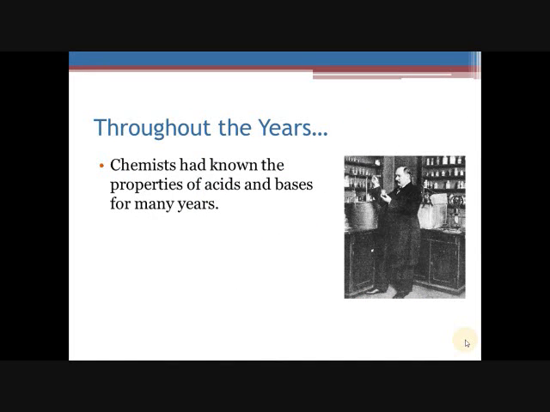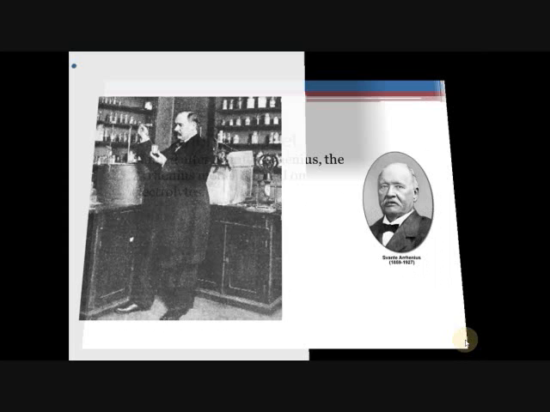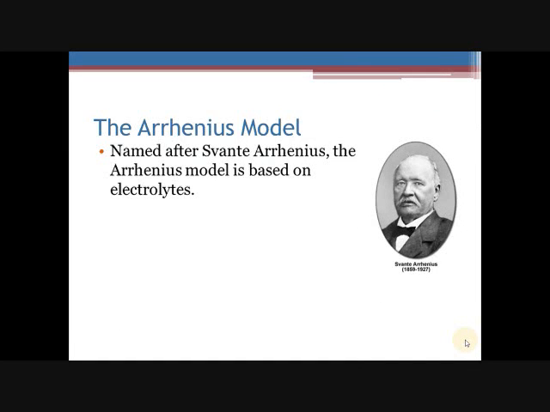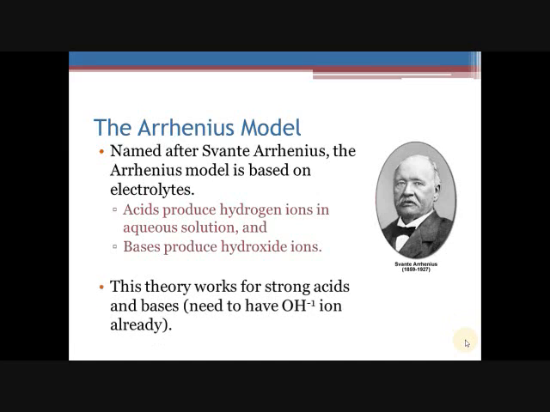So over the years, chemists had known properties of acids and bases, but it wasn't until 1887 when Svante Arrhenius proposed a new way of defining and thinking about acids and bases, where he said it's based on the electrolytes, where acids produce hydrogen ions in aqueous solution and bases produce hydroxide ions. This theory works for strong acids and bases because strong bases already have a hydroxide, so it's already there to help us out.